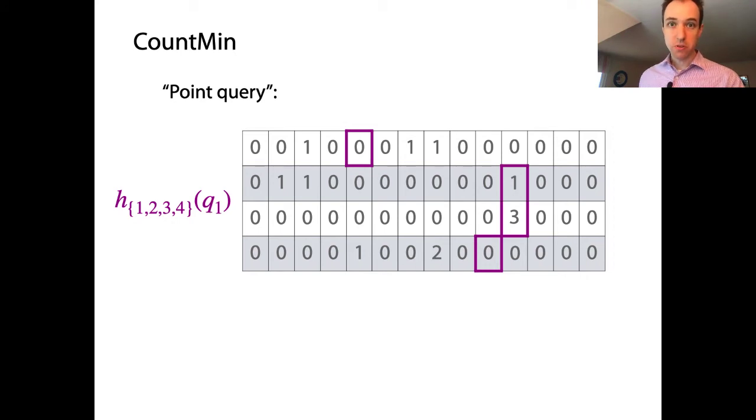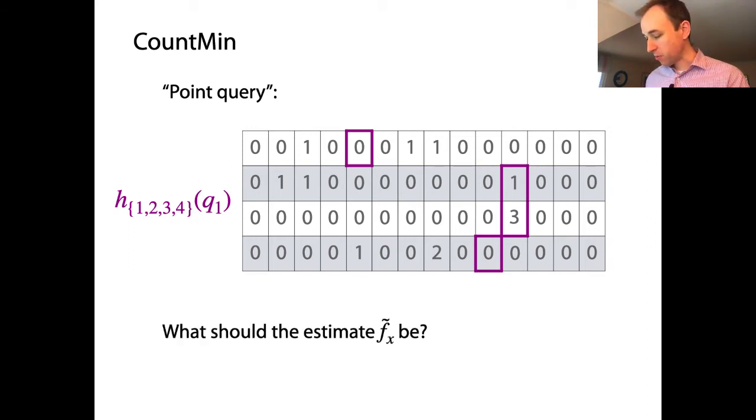And so the first question is, what should our estimate be? Our job is to estimate how frequent this item q sub 1 is in the input data. So what should our estimate for f sub x be? And I'm putting a little tilde over the f just to indicate that it's an estimate. So what should our estimate tilde f sub x be, given that these are the values that we encounter in the CountMin sketch in the rows, in the elements pointed to by the hash functions?